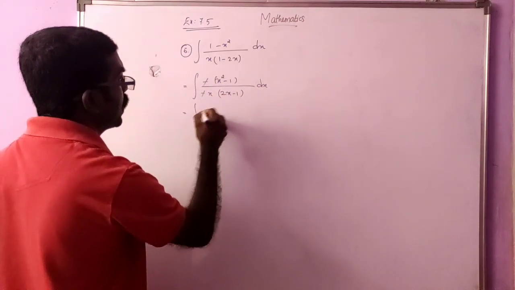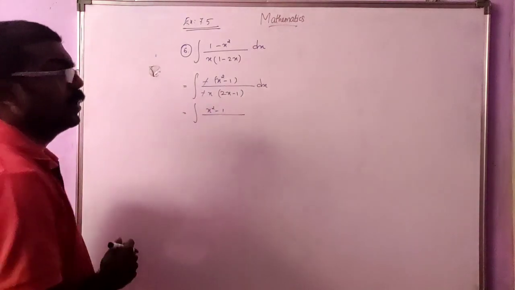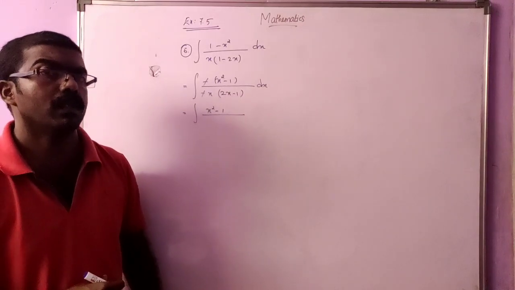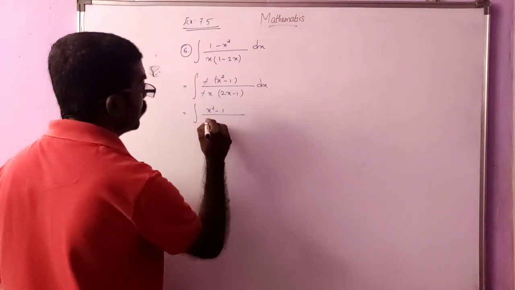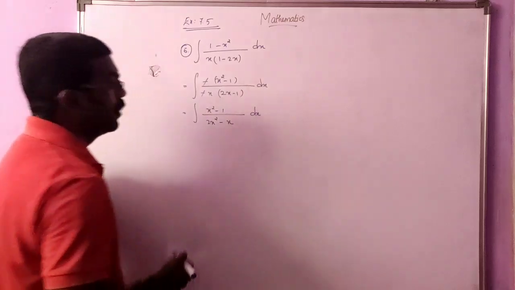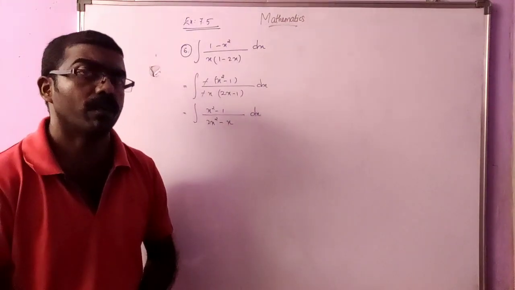It is equal to integral x square minus 1 divided by, here the degree of numerator is equal to degree of denominator. It is not proper, it is improper. So we can multiply this one, 2x square minus x. Now we can apply the long division method to reduce this into proper form. Clear?